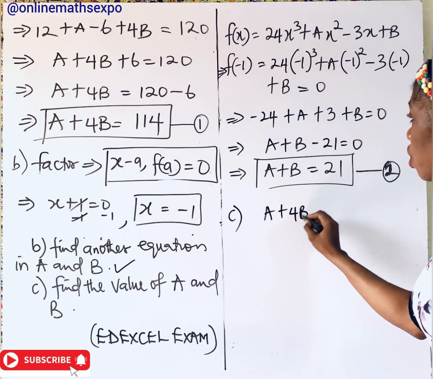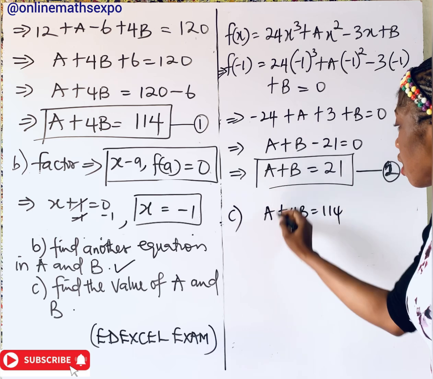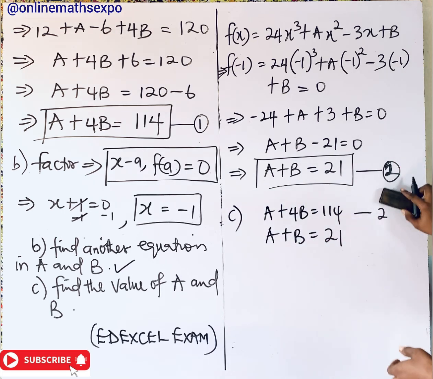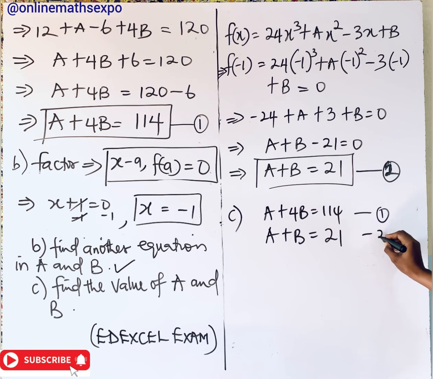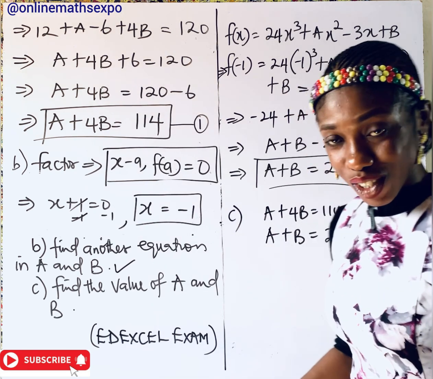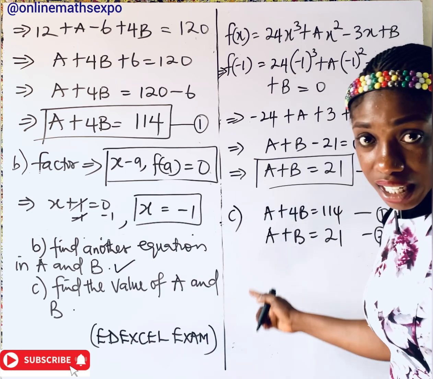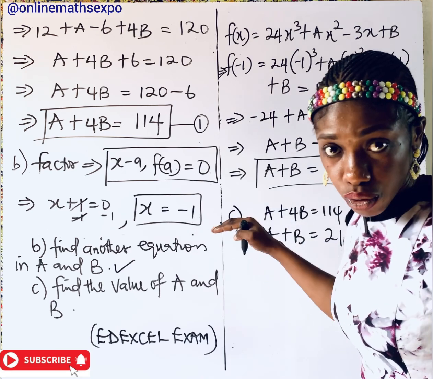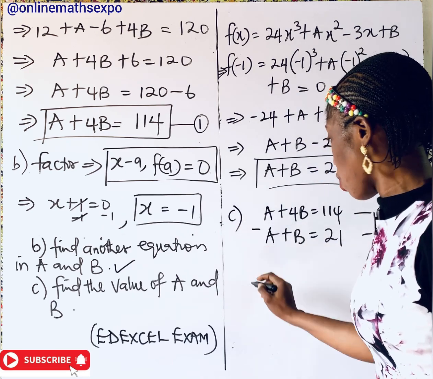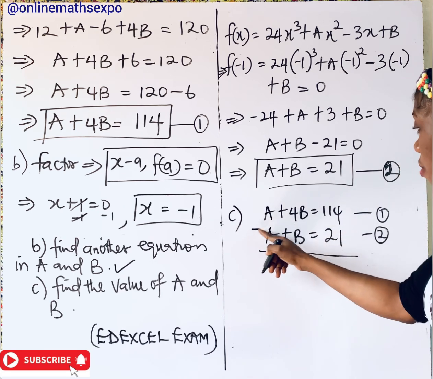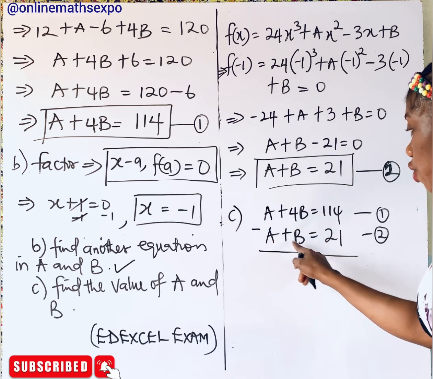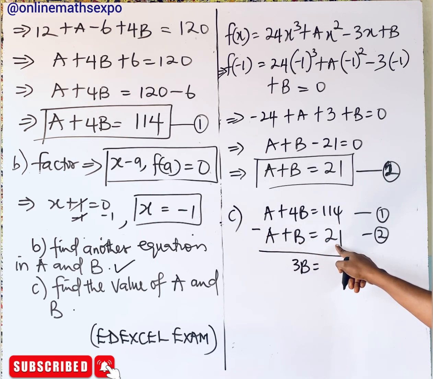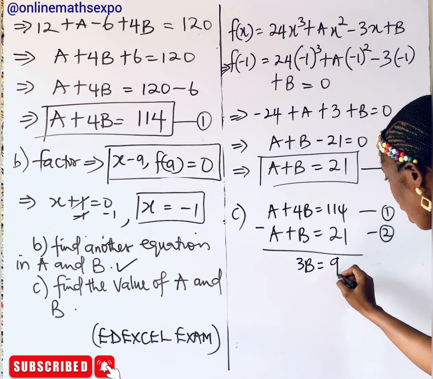a + 4b is equal to 114. Then a + b is equal to 21. This is equation 1, and this is equation 2. So we're going to use the elimination method, okay? Because the coefficients of a are the same and they are positive. So because they are positive, you remove by subtraction. So we subtract. In that case, we're going to have a - a is 0. 4b - b will give us 3b, okay? Then 114 - 21 is going to give us 93.